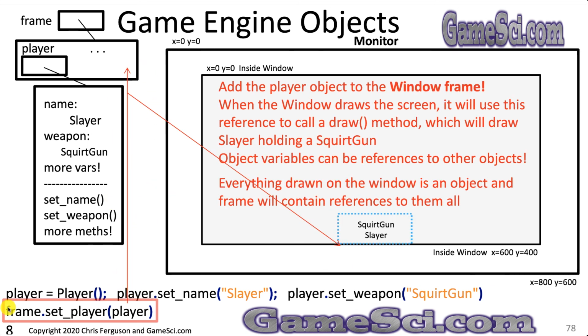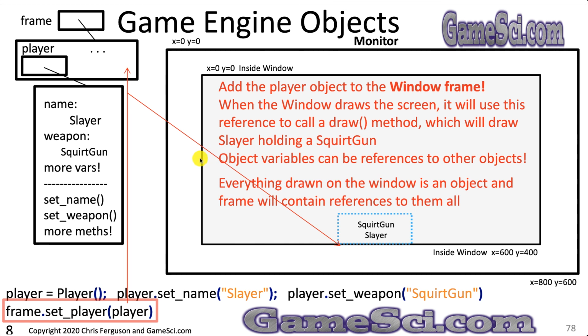Here's an important point. Pay close attention here. I'm using the frame variable that I created on the previous slide to call setPlayer and add this player to my window frame. Add the player object to the window frame. When the window draws a screen, it will use this reference to call a draw method that will draw a slayer holding a squirt gun.